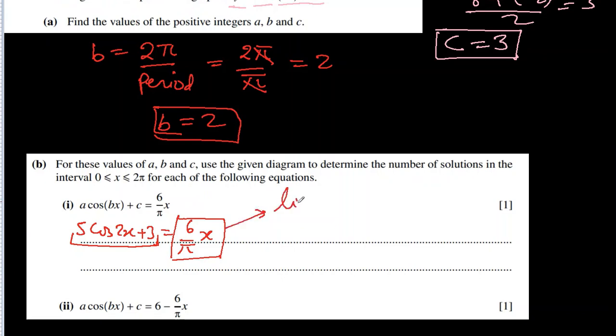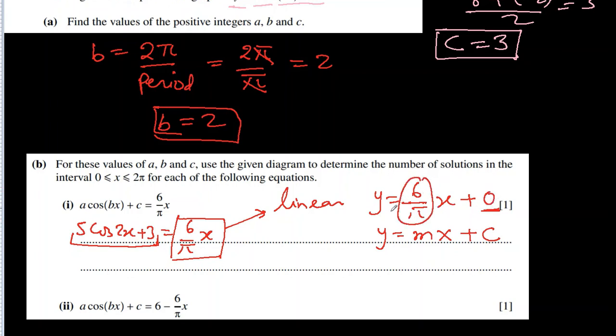So this is a linear function. If I write y equal to 6 over pi x, can I write it equal to plus 0? Yeah, I can. So it comes in the format of y equal to mx plus c. So 0 is the y-intercept of the line. 6 over pi is the gradient, which is positive. That means it will be going up 6 over pi. I can say that 6 is the rise and pi is the run. That's how we find the gradient.